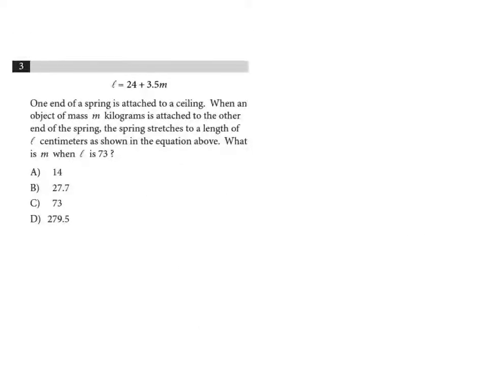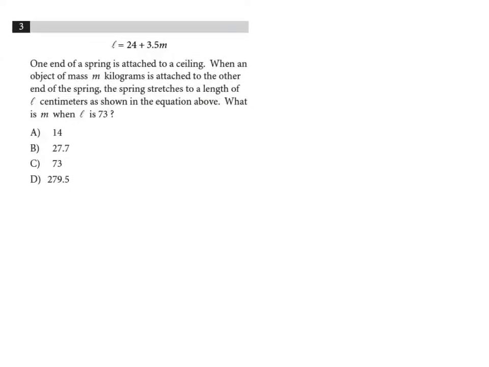Okay. Now we've got 3. One end of a spring is attached to a ceiling. When an object of mass m kilograms is attached to the other end of the spring, the spring stretches to a length of L centimeters as shown in the equation above. What is m when L is 73?